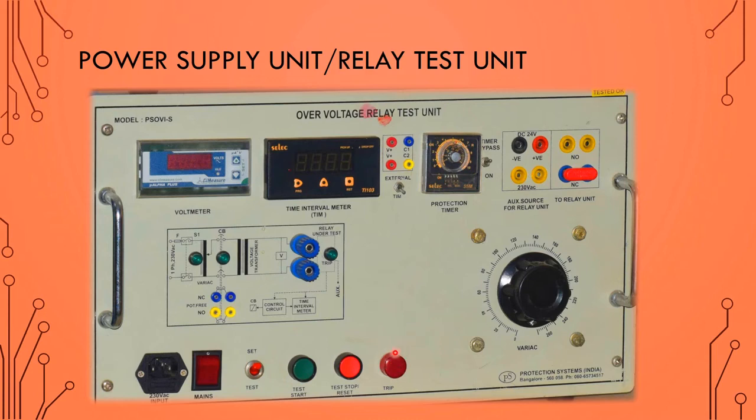Then this is the trip signal indicator. That means when the circuit breaker trips, it will indicate that the circuit breaker is tripped. Then there is a voltmeter. This meter will tell you how much voltage you are applying to the relay unit, and these two terminals are the voltage out terminals. That means we will get the fault voltage from these two terminals, and we will give this connection from these two terminals to the 9 and 10 of the relay unit. So that voltage from this over voltage unit will go to the relay unit.